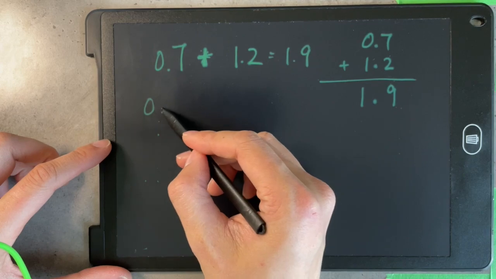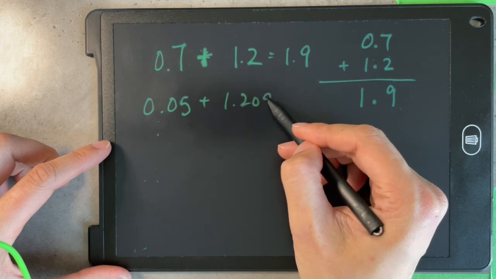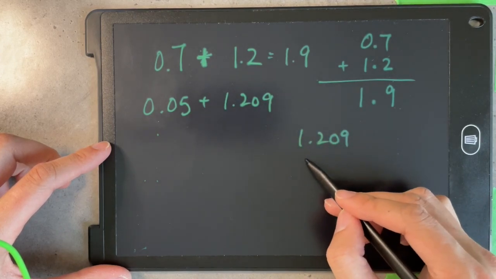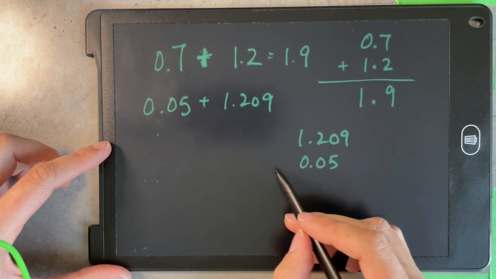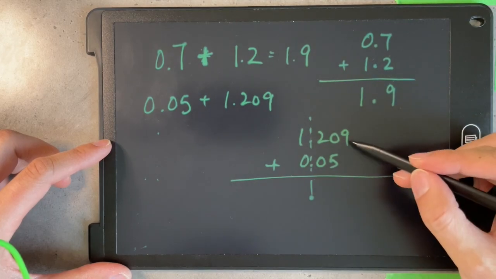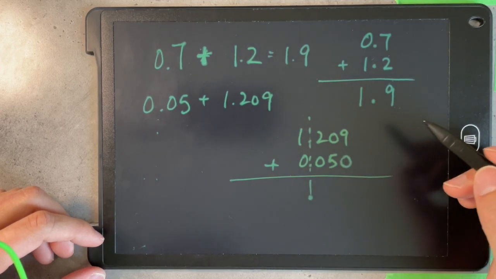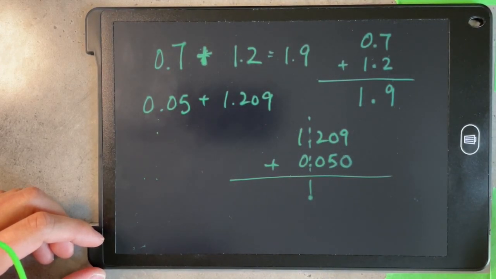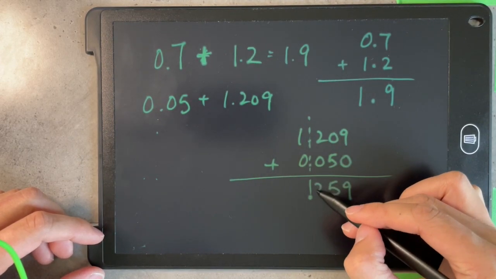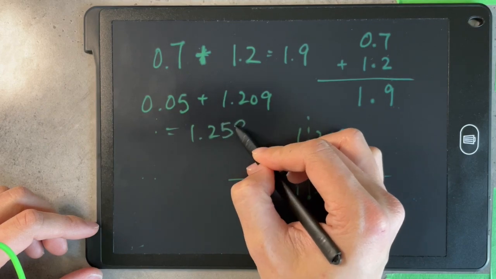What if I have something like 0.05 plus 1.209? Then I do the same thing, 1.209. The order does not matter. 0.05. Now, I have to align the decimal place. Okay, here's the problem. There is no number. Technically, it's still 0 because you have nothing behind it. So it'll be 9 plus 0 is 9, 0 plus 5 is 5, 2 plus 0 is 2, 1 plus 0 is 1. So 1.259 will be the answer.